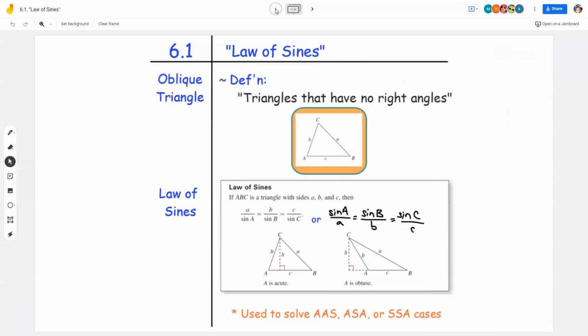Starting section 6.1. We talked about stuff, most of it on the whiteboard. We'll get it back here for anyone who's watching the video later. All right, 6.1. They've written it down.